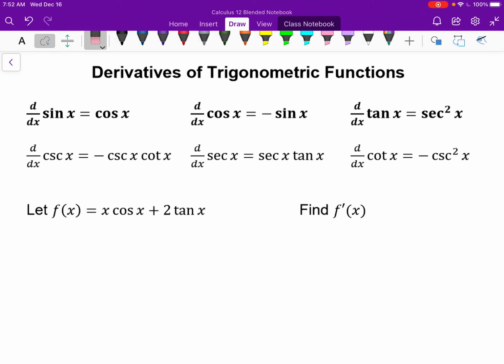All right, so here we're looking at the derivatives of trigonometric functions, and right off the bat, here are the derivatives of the 3 primary and 3 reciprocal trigonometric functions, by far the most important being the top 3. And so the derivative of sine is cosine, that's quite pleasant. The derivative of cosine is negative sine, and the derivative of tangent is secant squared x.